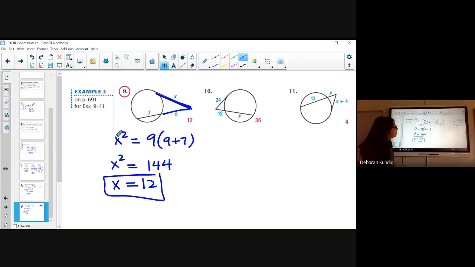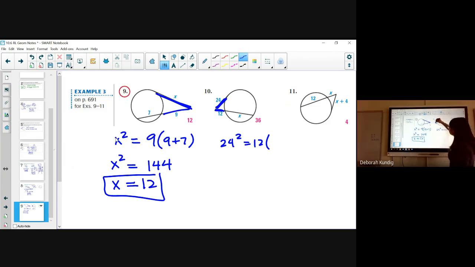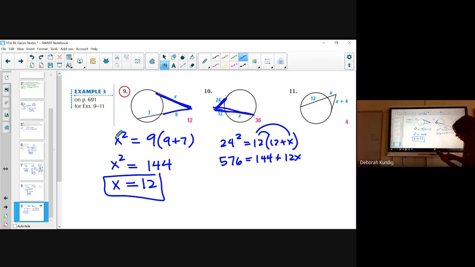That worked out. All right, so the outer piece squared, 24 squared, is equal to the outer piece 12 times the whole 12 plus x. So 24 squared is 576, is equal to 144 plus 12x. I distribute to both of those. 576 minus 144 is 432 is equal to 12x. Divide both sides by 12, and 36 is equal to x.